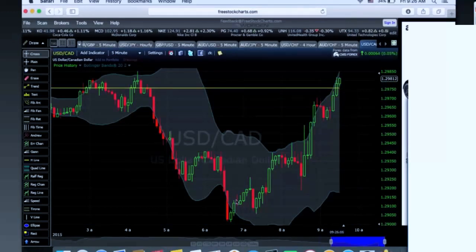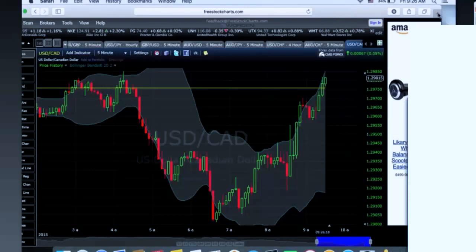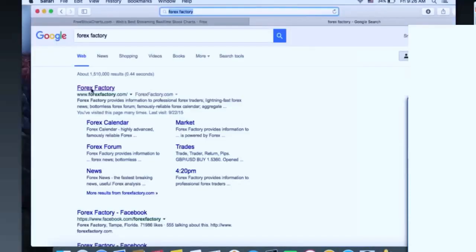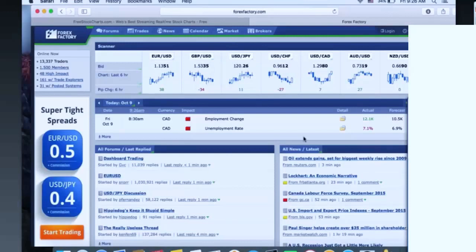USD CAD looks good on the double top, but I'm afraid it can take a big spike and just ruin everything. So I'm going to wait. Let me just open Forex Factory. What was the result? It was a mixed result on CAD like 1 hour ago. I think positive employment change, which means CAD JPY must be up.